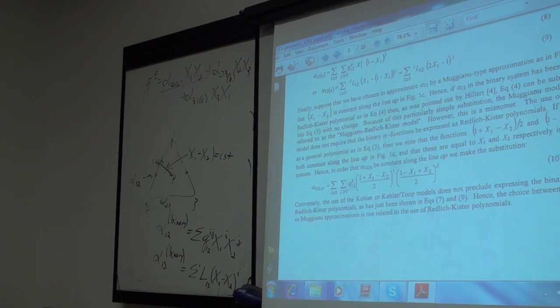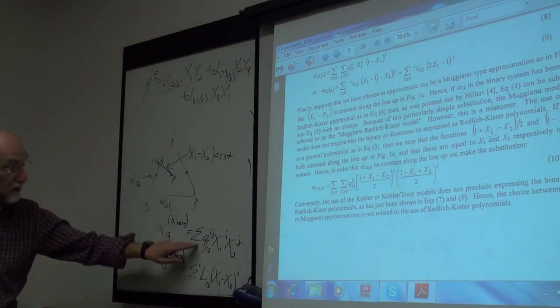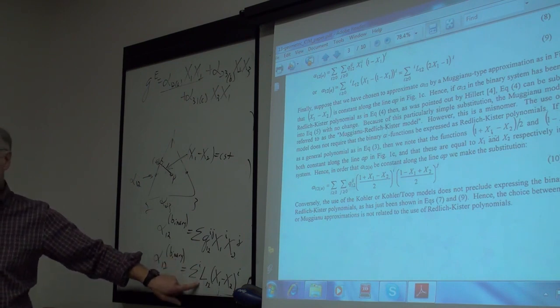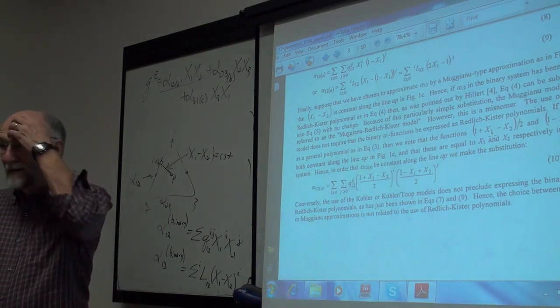The Muggianu model is then called the Muggianu-Redlich-Kister model. But this is a misnomer. The use of the Muggianu model does not require that the binary alpha functions be expressed as Redlich-Kister polynomials. You can express, obviously, the binary functions this way, because that's just a rearrangement of that anyhow. There's no difference. This is the same as that. It's just different ways of arranging your terms. And then you write the thing out this way, and you got it.